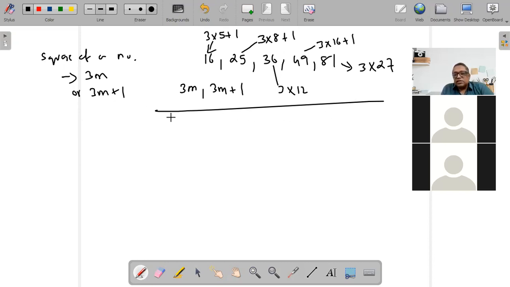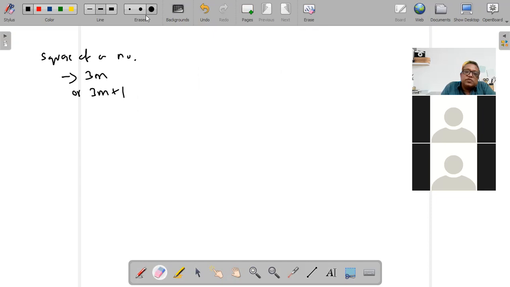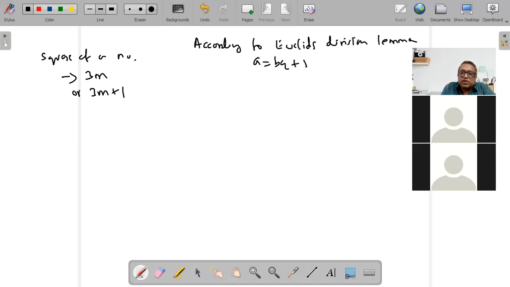As I told you, the first statement always will be according to Euclid division lemma. हर क्वेश्चन में ये आपको स्टार्ट करना है यूक्लिड्स डिवीजन लेम्मा. a is equal to bq plus r, where r is greater than or equal to 0 and less than b. This is the starting statement. हमेशा ये लिखना है. Now you look at the question, ये जो number required in the question है वो 3 है, right? So as per the question, I will assume let b equal to 3.